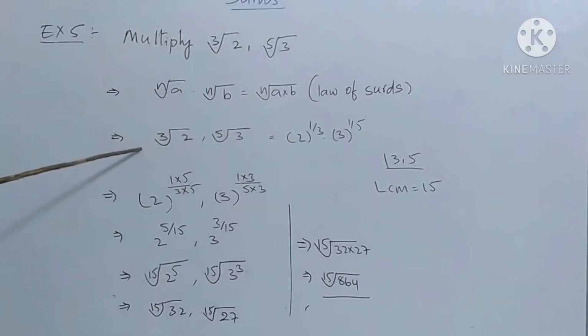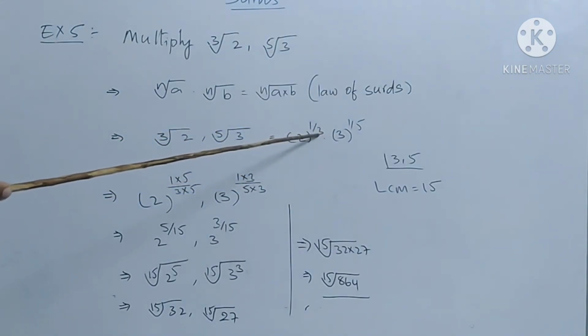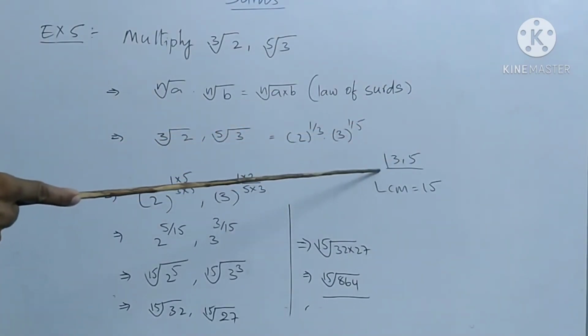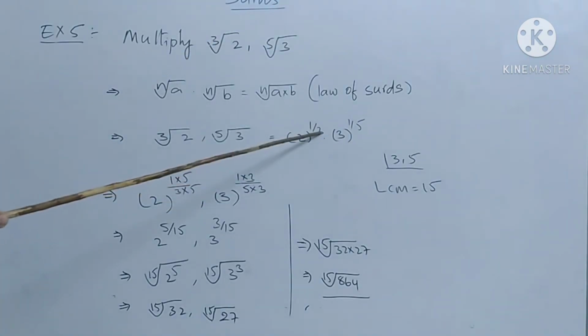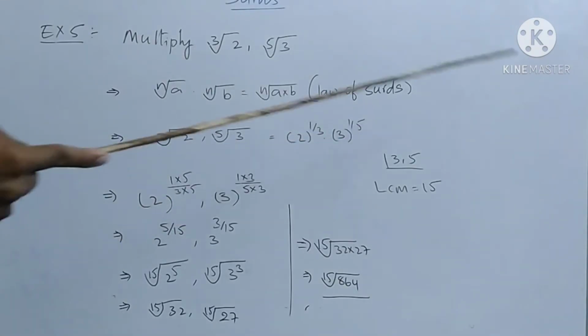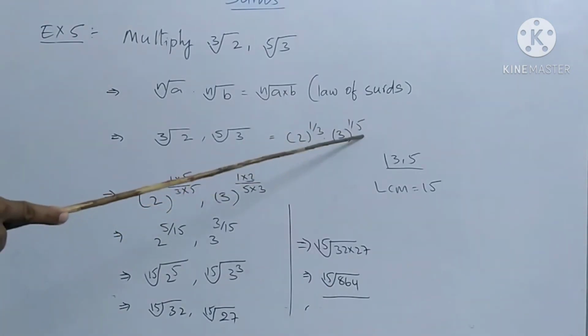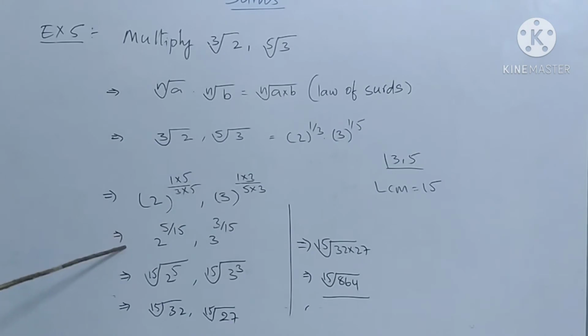The cube root of 2 means 2 to the power of 1 by 3. The 5th root of 3 means 3 to the power of 1 by 5. The denominators are 3 and 5, and their LCM is 15. How many times does 3 divide 15? 5 times. So 2 to the power of 1 into 5 by 3 into 5. How many times does 5 divide 15? 3 times. So 3 to the power of 1 into 3 by 5 into 3. That equals 2 to the power of 5 by 15, and also 3 to the power of 3 by 15.